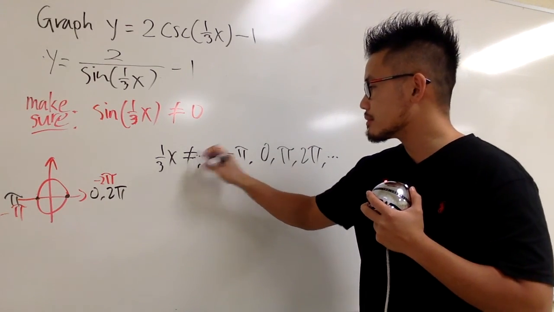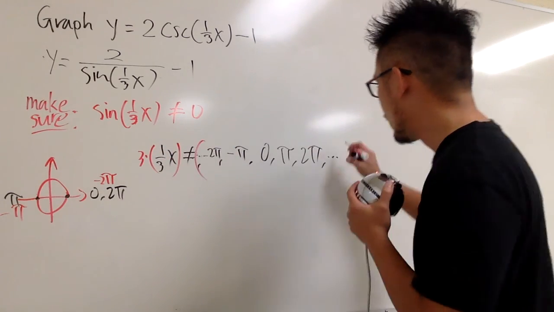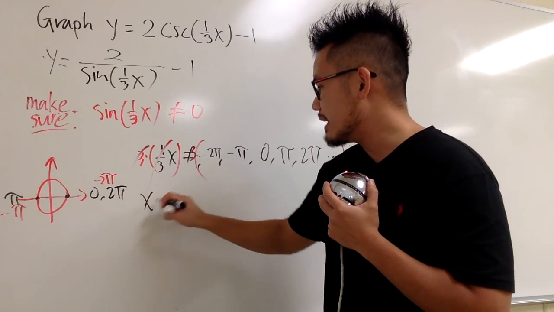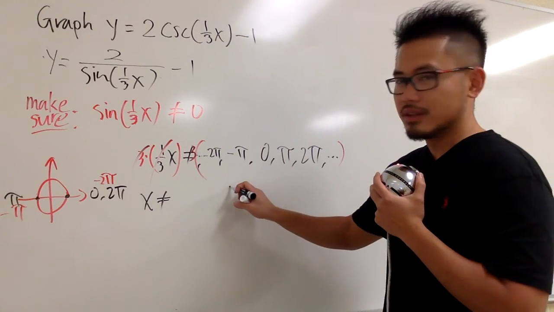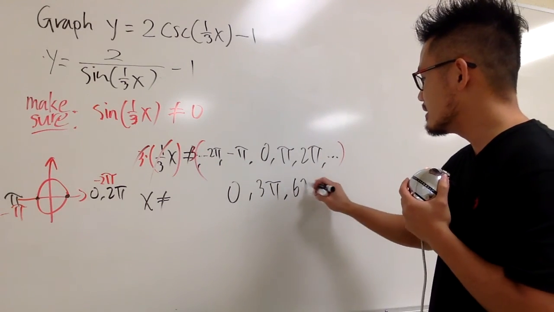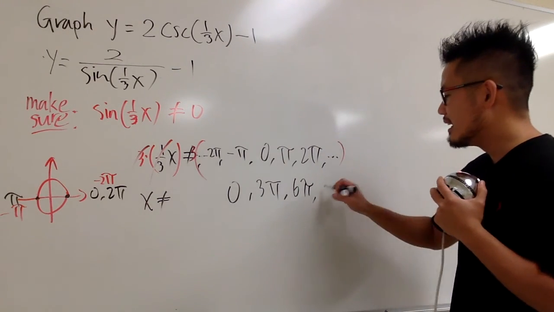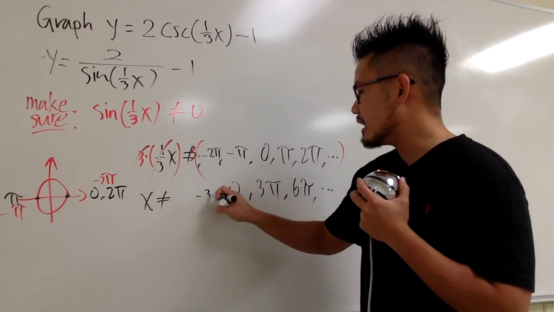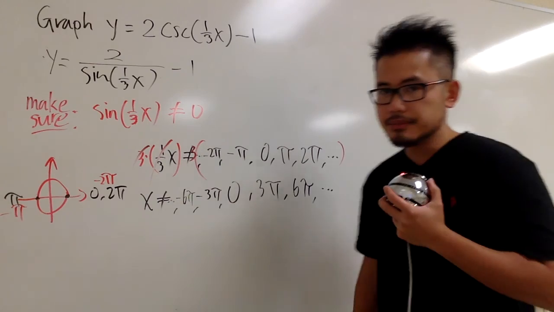But we don't want 1/3 x, we want just x. So of course, let's multiply both sides by 3. The 3 and the 1/3 will cancel, and then we are saying x cannot be 3 times 0 first, that will give us 0. 3 times pi, that's 3 pi. 3 times 2 pi, that will give us 6 pi. The next one is 9 pi, and then 12 pi, and so on. On the other hand, we have 3 times negative pi, that's negative 3 pi, and then negative 6 pi, and so on, right?